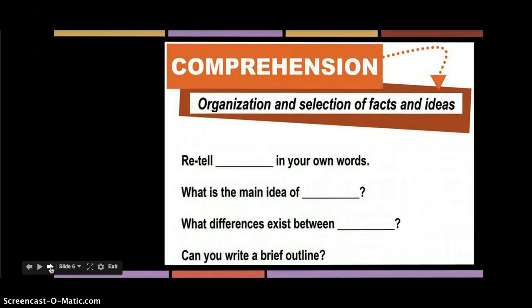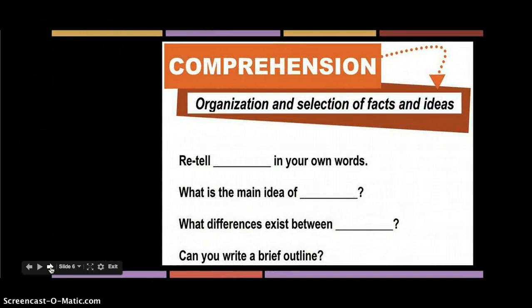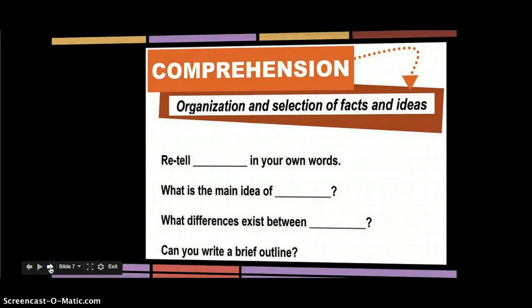Next, the next skill is comprehension. Can you organize the facts and ideas? So, summarize, paraphrase, retell the story in your own words. Can you pick up the big picture, the main idea? And what differences exist? So, the comparisons. And can you do a brief outline while you're reading or after you've completed reading?